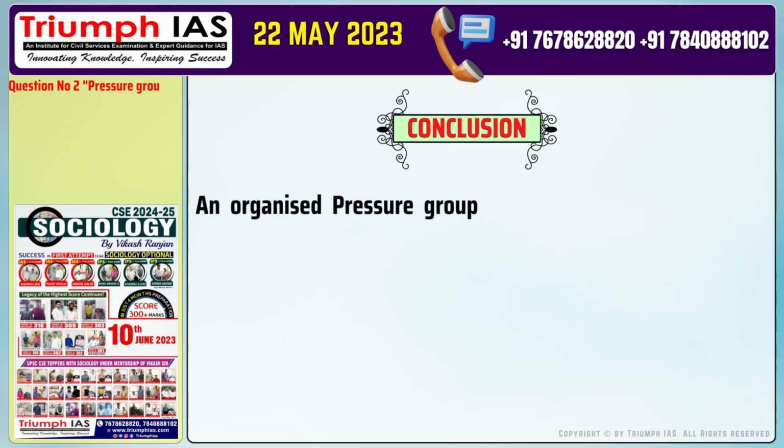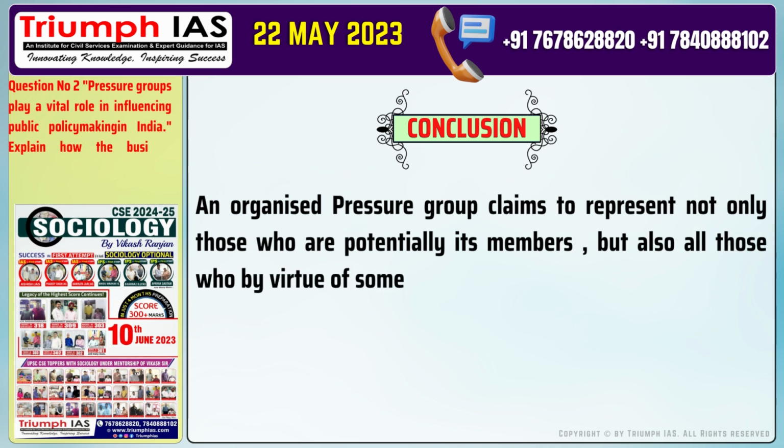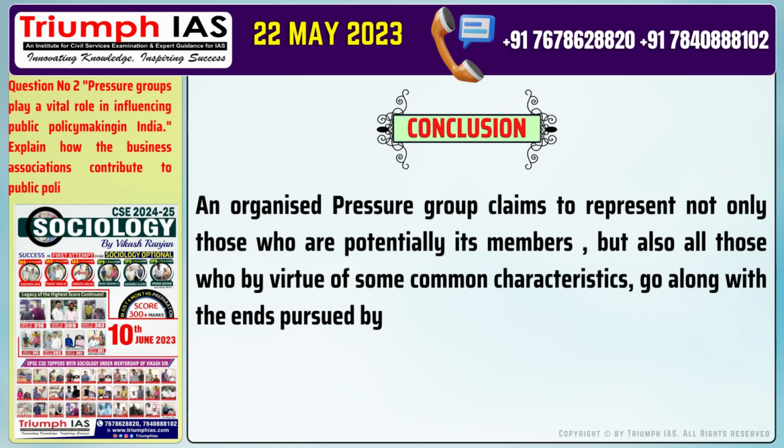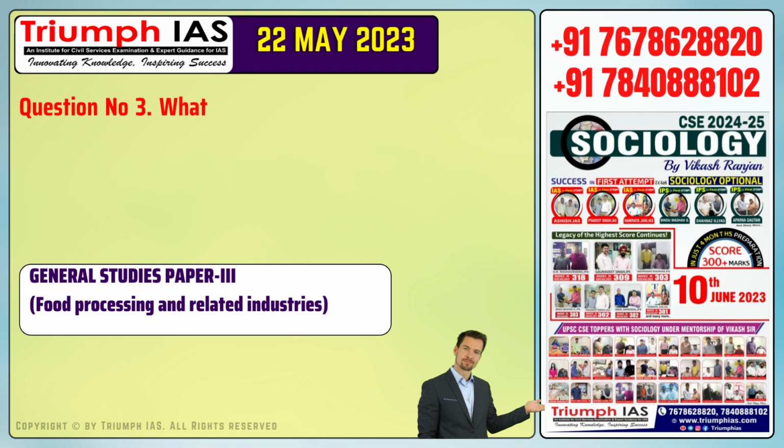Conclusion of the answer is: an organized pressure group claims to represent not only those who are potentially its members, but also all those who by virtue of some common characteristics go along with the ends pursued by the group. Question number 3.